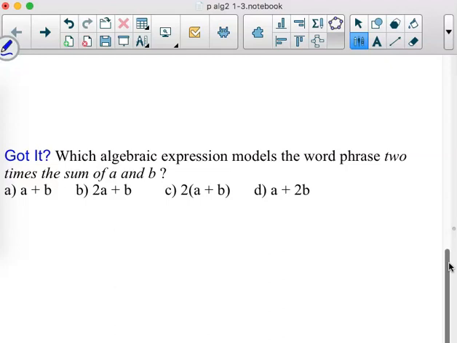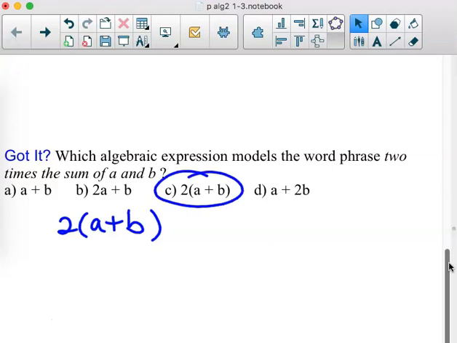So let's see what you've got. 2 times the sum of A and B. Okay, 2 times. That's pretty easy. 2 and multiplication. Sum. Sum of A and B. What does sum mean? Oh yeah, sum means total. So if I put A plus B and get a total, then I'm going to take 2 times that. Oh, this is answer C.